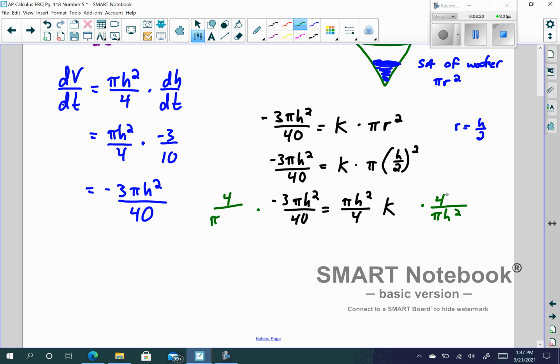I don't know if I said that wrong. 4 over pi h squared. So guess what? Pi h squared is gone. 4 goes into 40 10 times. Over here, these are gone. So we're looking at k is equal to -3/10. So our constant of proportionality is right here.